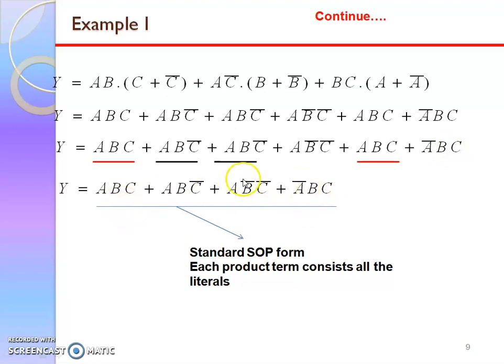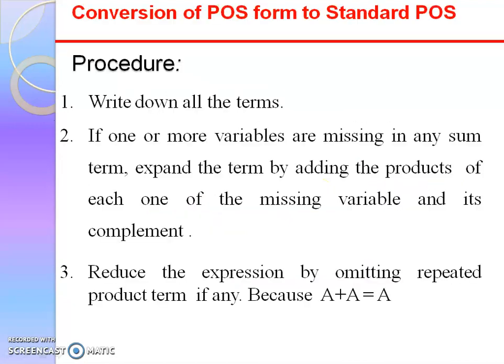Now this is the standard sum of product form. Here we get all the three terms, that is ABC, ABC, ABC and ABC. Now next, conversion of POS form to standard POS form.